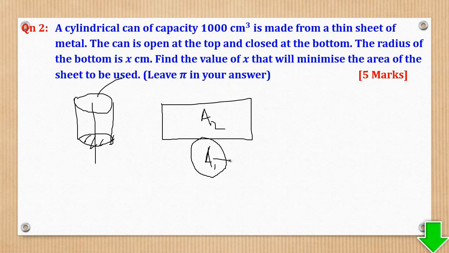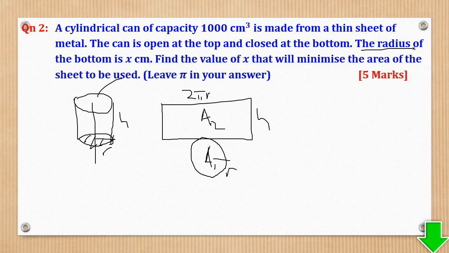This area has the same radius as this circle, so even here the radius is r. Here, if this is h, even this will be h. Here, if this is r, this will be the circumference, which will be 2 pi r. But you should be keen: if there's any letter given in the question, you have to use it.